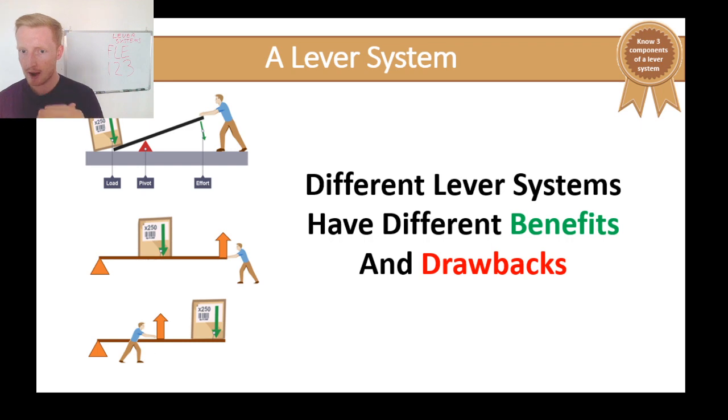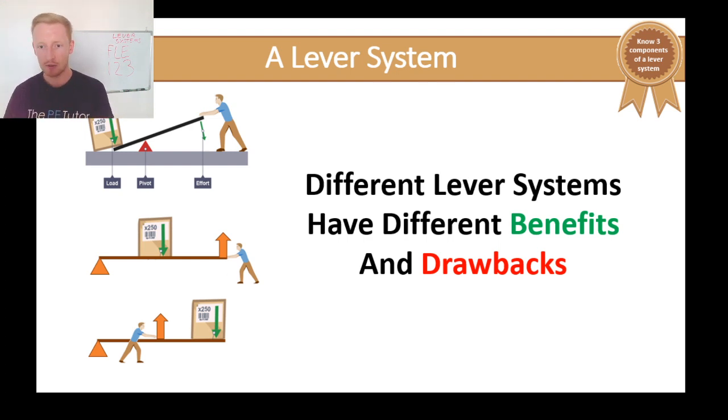Then we changed it around. Option 2, where the load was in the middle. FLE, 1, 2, 3. If the load's in the middle, it's number 2. It's a second class lever system. Different to the first one, different benefits, different drawbacks. And then the third one, FLE, 1, 2, 3.